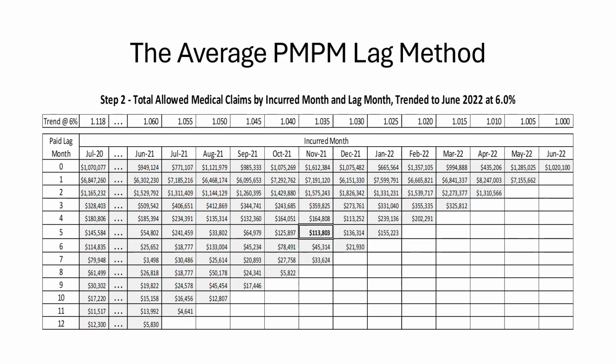The trend factors based on a 6% annual medical trend are shown across the top. The values from the prior slide are multiplied by these factors. For example, the allowed claims incurred in November 2021 and paid in April 2022, which is lag month 5, were $110,000. That amount was multiplied by 1.035 to bring it forward to the valuation date of June 30th, 2022 as $113,803.